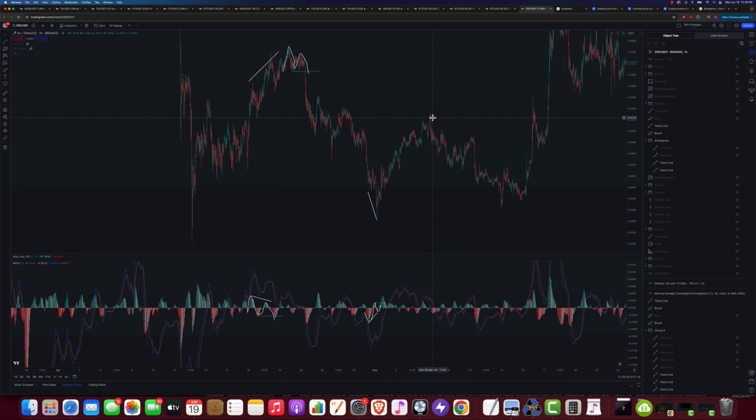Now that was two clear-cut examples of bullish and bearish divergence. But keep in mind, it's not always going to be this easy to identify divergence. Let's go to the next example.